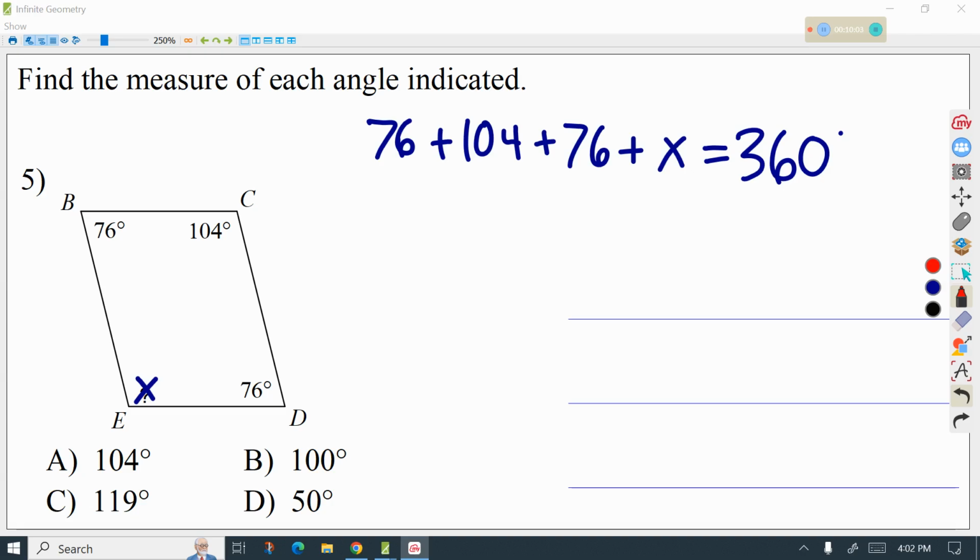Now we're going to go ahead and solve the problem, okay? In this case, you can add up all those numbers, do the arithmetic, and subtract them from 360. And if you add up all of these numbers right here and subtract them from 360, you'll have the answer of 104.